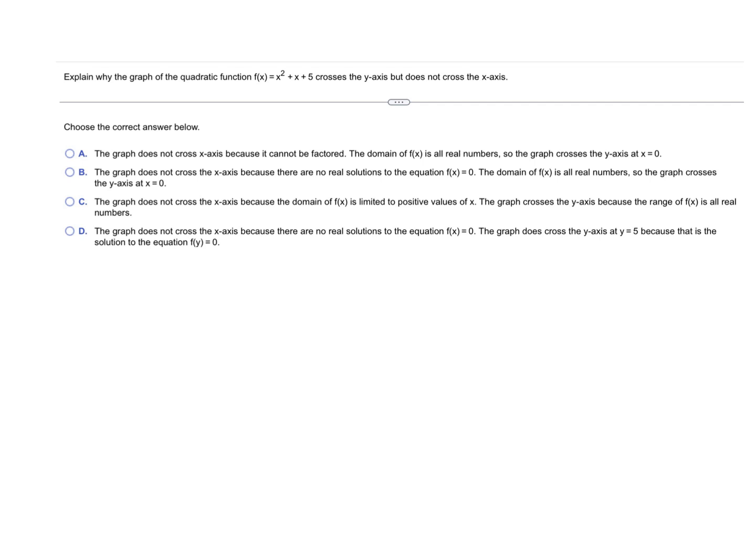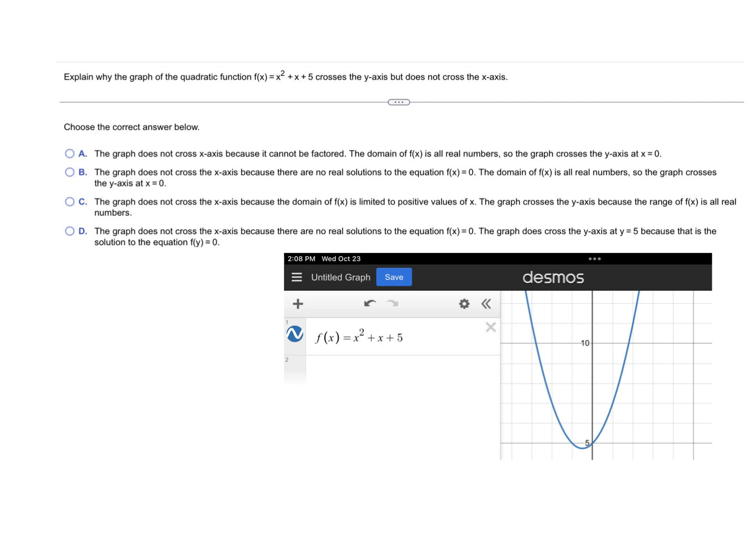Okay, explain why the graph of the quadratic equation x squared plus x plus 5 crosses the y-axis but doesn't cross the x-axis. So when I graph it on Desmos, this is what it looks like. I can see that it crosses at 5, and it does cross. This is my y-axis here, but x is way down here somewhere, and I don't cross the x-axis at all.